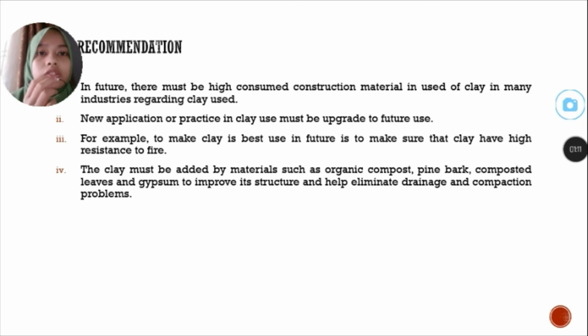Recommendation. In future, there must be high quality construction material in the use of clay in many industries. New applications or practices in clay use must be upgraded in future use. For example, to make clay best used in future is to make sure that clay has high resistance to fire. The clay must be added with materials such as organic compost, pine bark, compost leaves, and gypsum to improve its structure and help eliminate drainage and compaction problems.